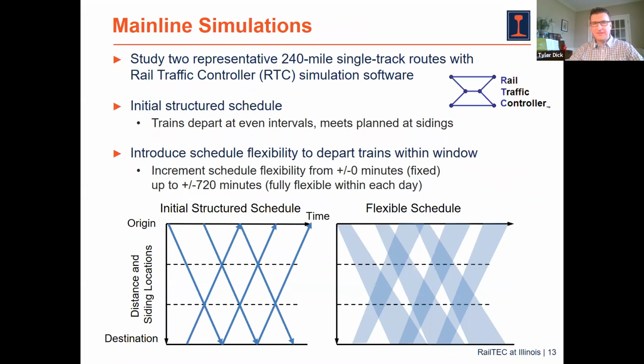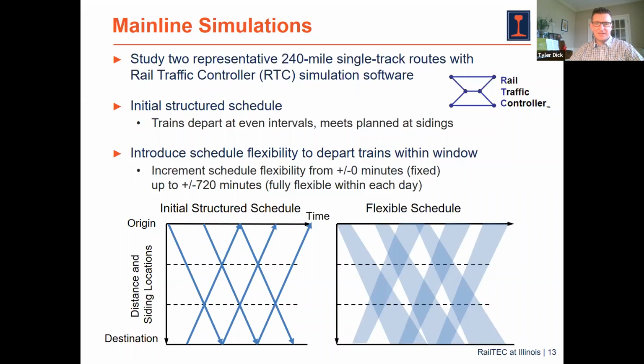To investigate this, we've done some research with Rail Traffic Controller, which is an industry accepted standard simulation tool. We looked at some representative single track routes. And what we did is we set up an initial structured timetable where we resolved all the train conflicts and departed the trains at even intervals, so everything lined up perfectly at the sidings.